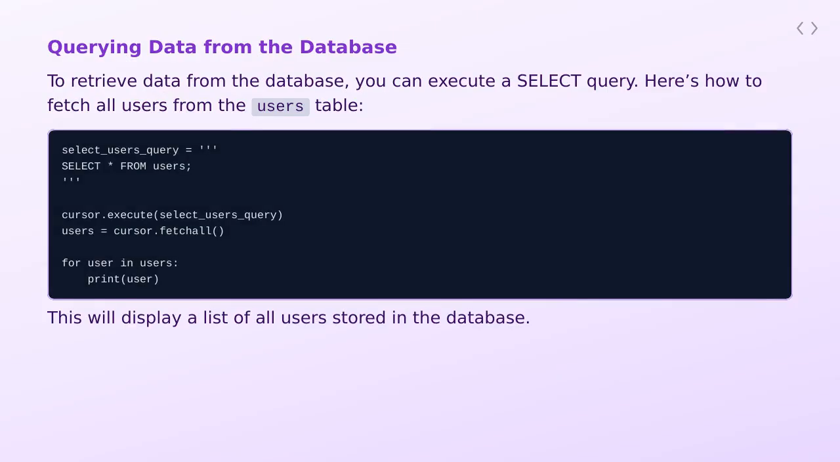Now, querying data from the database. To retrieve data from the database, you can execute a select query. Here's how to fetch all users from the users table. I'll let you read the examples on screen rather than reading every line aloud. This will display a list of all users stored in the database.